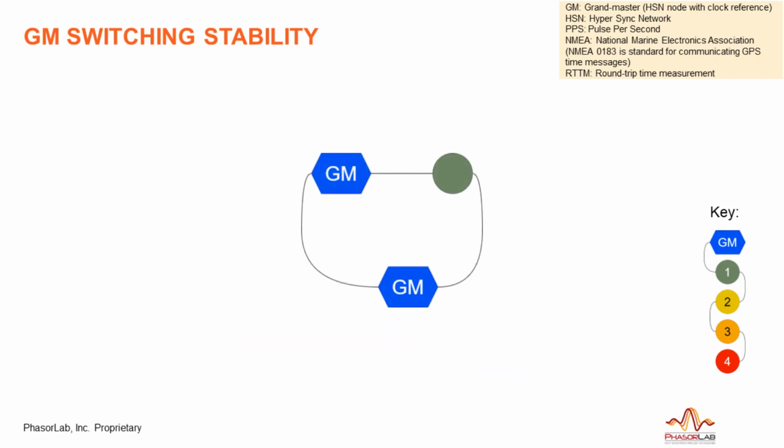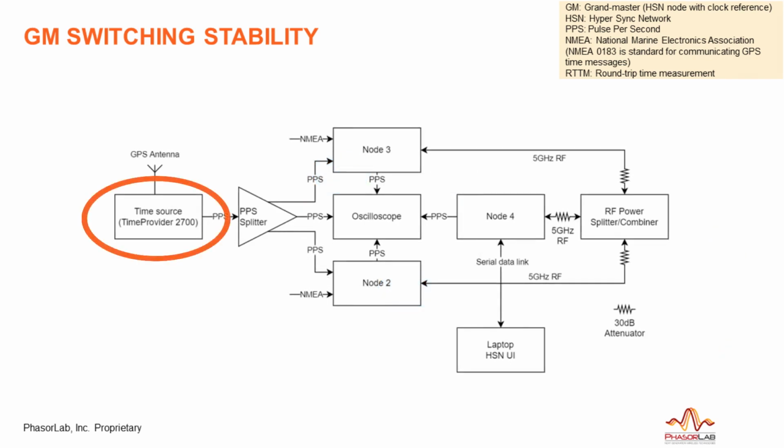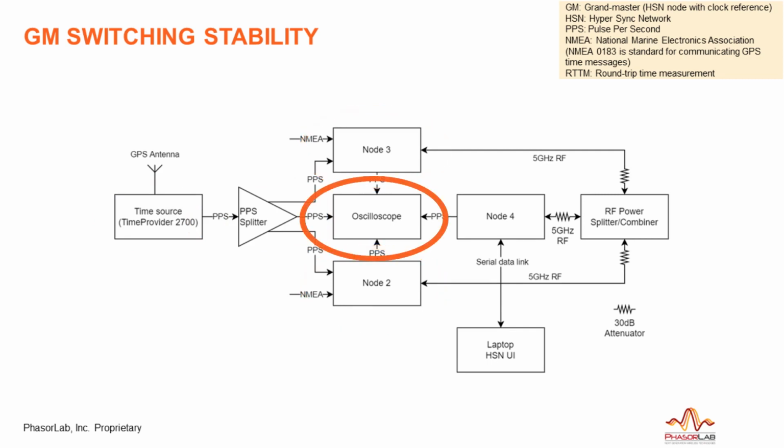For ease of analysis, we're going to show a simplified network in this demonstration of 3 nodes with 2 GMs. The GMs are numbered 2 and 3, and the 1 hop descendant is node 4. The test setup uses a GPSDO for PPS, which is split 3 ways, to nodes 2 and 3 so that they can self-designate as GM nodes, and to an oscilloscope which is used to show the time stability of all nodes by comparing each of their PPS outputs with that from the time source.